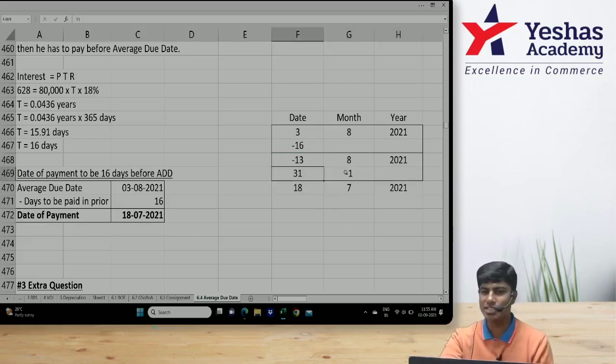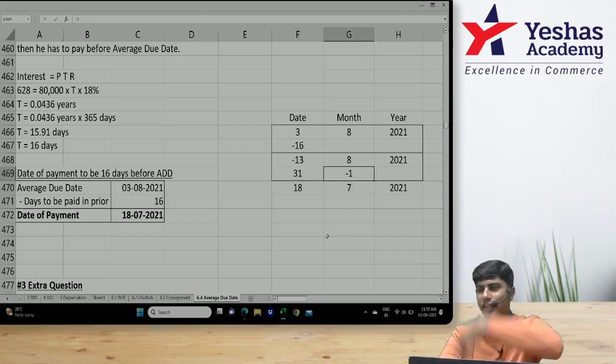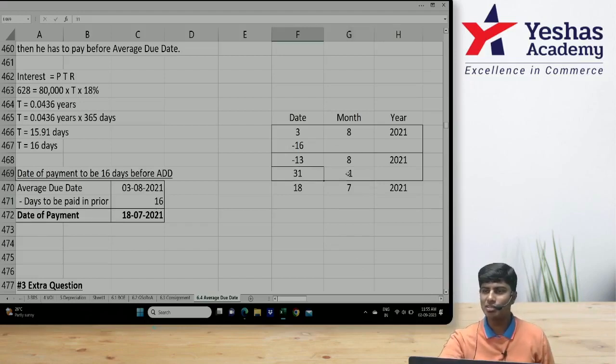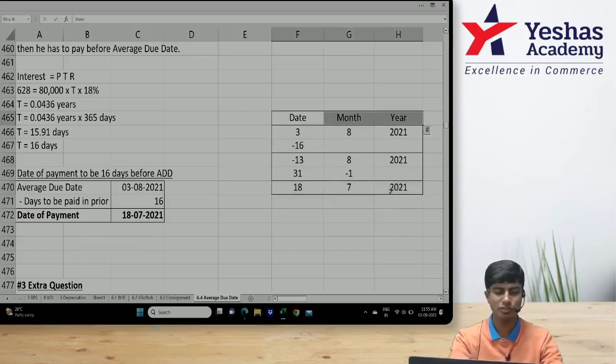Here if you would have done minus, here I would have done plus. If you go forward, it will go to next month. If you go backward, it will go to previous month. There are 31 days. After that, if you go forward, it is one more month back. So you'll get 18/7/2021.